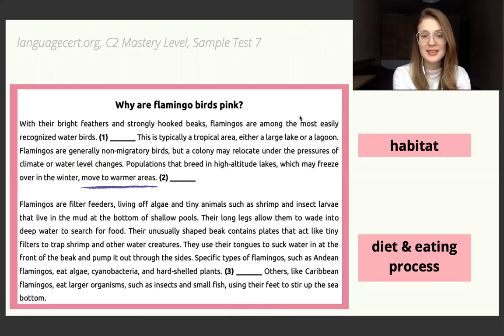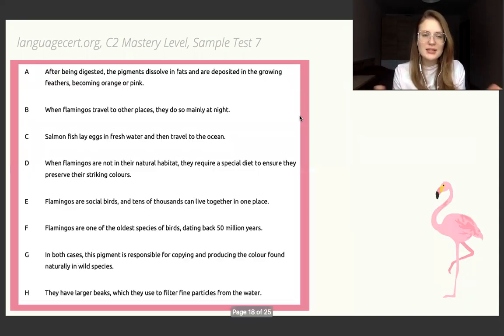Then the second space. What we have: "Populations that breed in high altitude lakes, which may freeze over in the winter, move to warmer areas." Okay, warmer areas. And you see that the gap suggests that this should be a sentence that rounds off this passage. Again, it's about some certain area or about the movement of flamingos. So let's look at the choices that we have and try to identify which one can best fit in there.